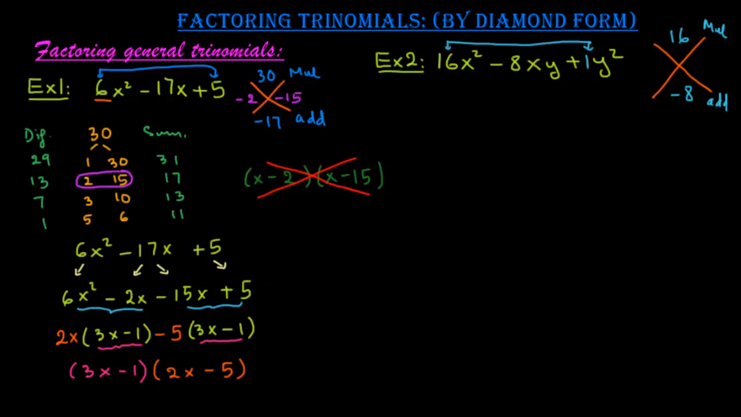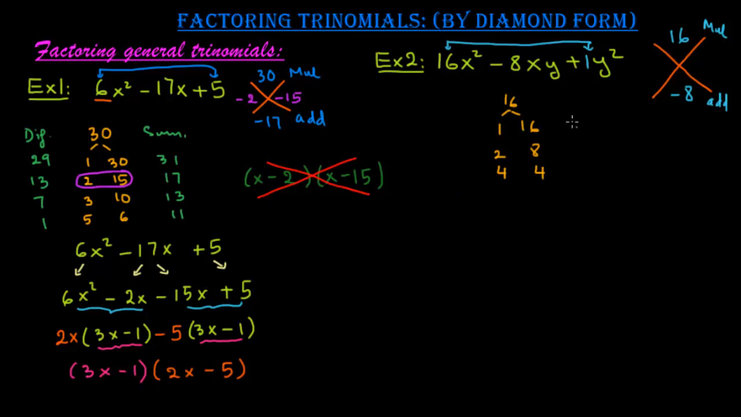So let's break down 16. 16 is 1 times 16, 2 times 8. 3 doesn't work. 4, yes, 4 works: 4 times 4. Then 5 doesn't work. 6 doesn't divide 16, and neither does 7. 8 goes back to 2 and 8. So those are the 3 possible solutions we can have.